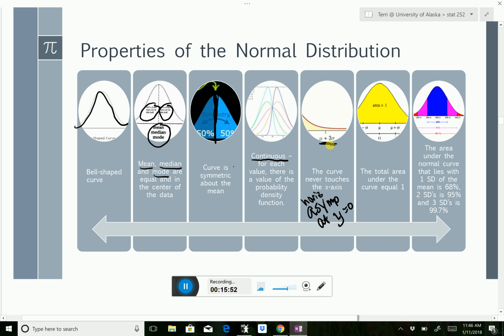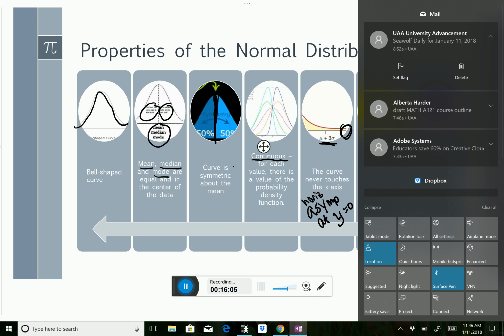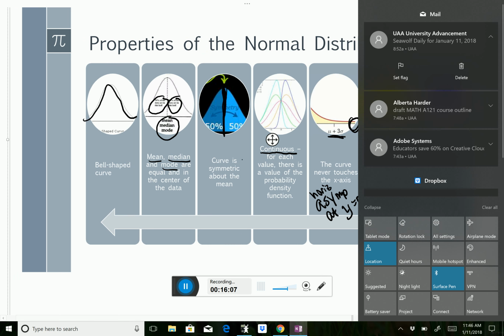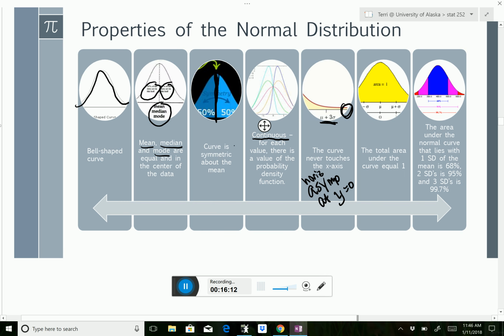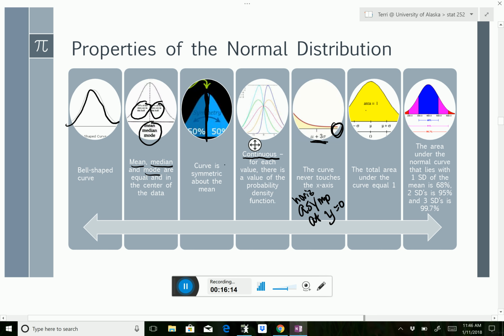Now you think, well, how does that happen if the curve never touches the x-axis? Well, this area starts to get so tiny and infinitesimally small that it doesn't really add any. So the area under the total curve, this thing needs to go away. Okay. The total under the normal curve has an area of 1.